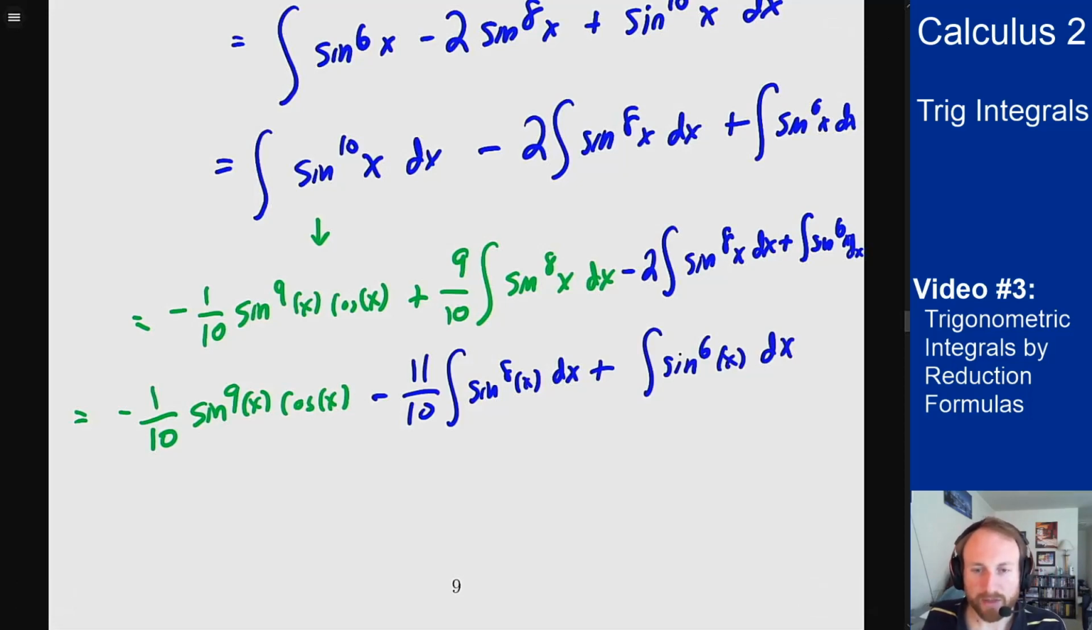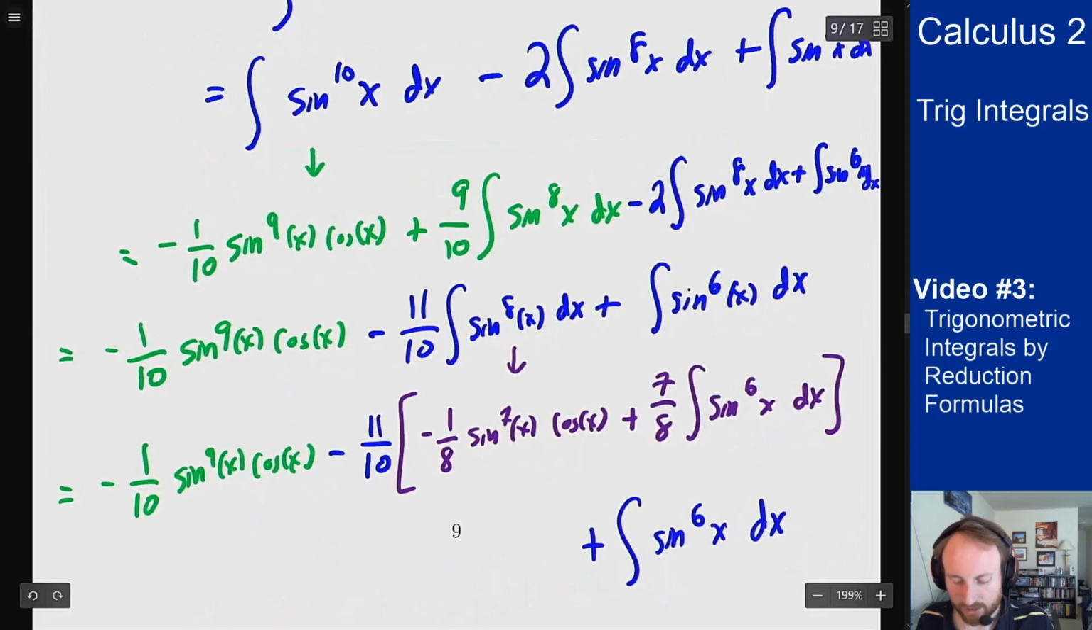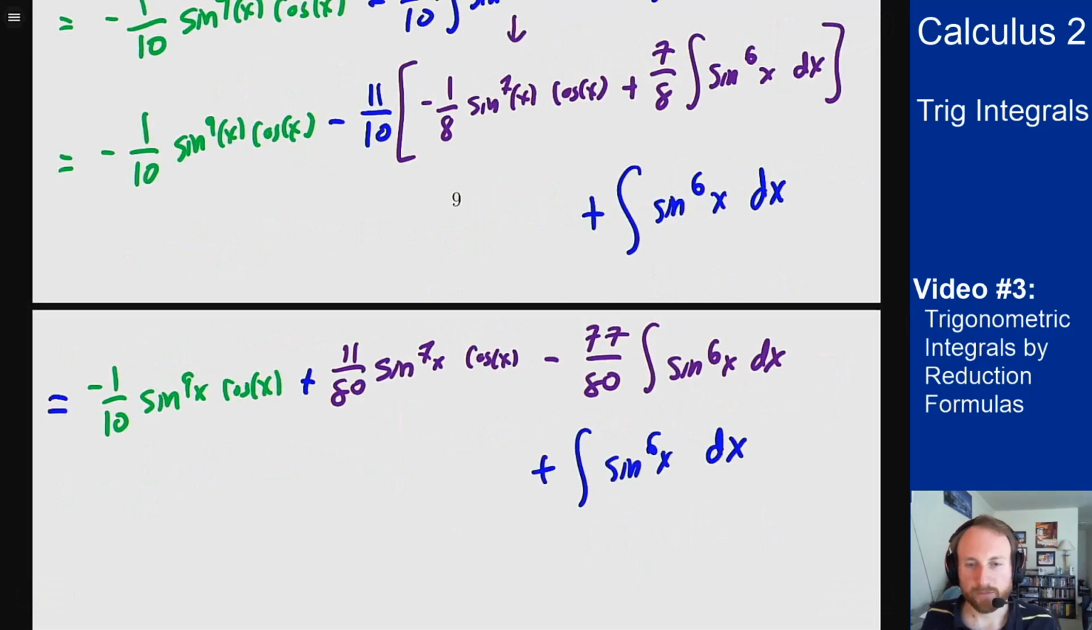Now I want to apply reduction on the sine to the 8th term, applying the formula up here with n equals 8. If I do that, I will get the following terms. So negative 1 over n, which is negative 1 over 8, sine to the 7th cosine x, plus n minus 1, which is 7 over 8, integral of sine to the 6th x dx. I'm now going to distribute coefficients and then combine terms like before. So there's my distribution. And we see that if I put the two integral of sine to the 6th terms together, I will get just a plus 3 over 80 integral of sine to the 6th x dx.